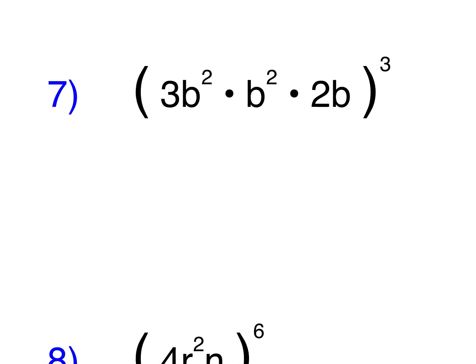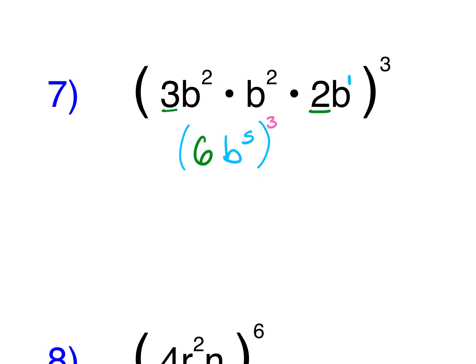What should we do first for number 7? Combine the like terms inside. We want to simplify inside before we start distributing. So what's 3 times 2? 6. And then what do we do with the b's? Add the exponents. What's the exponent on that last b? 1. When there is no exponent written, it's a 1. So it's 2 plus 1? 5. So we have 6b to the 5th power, all to the 3rd power.